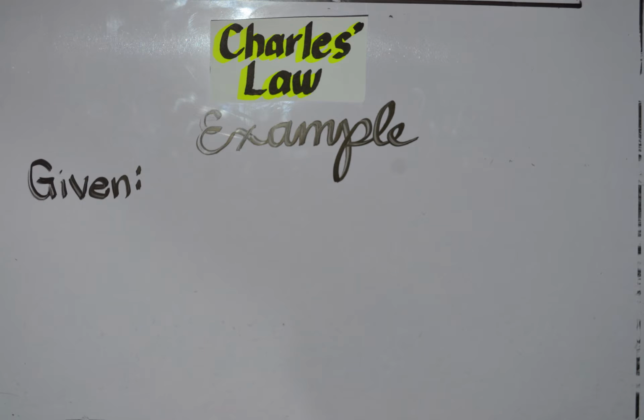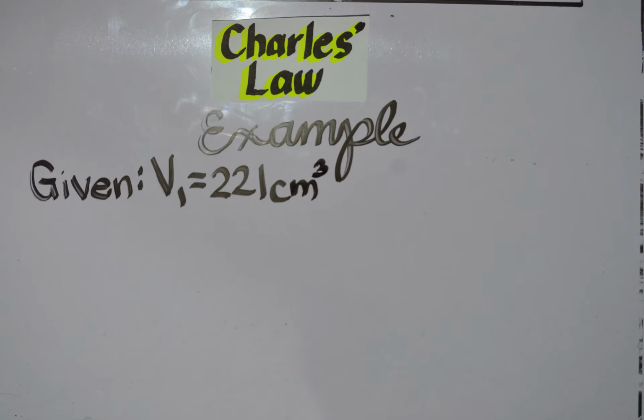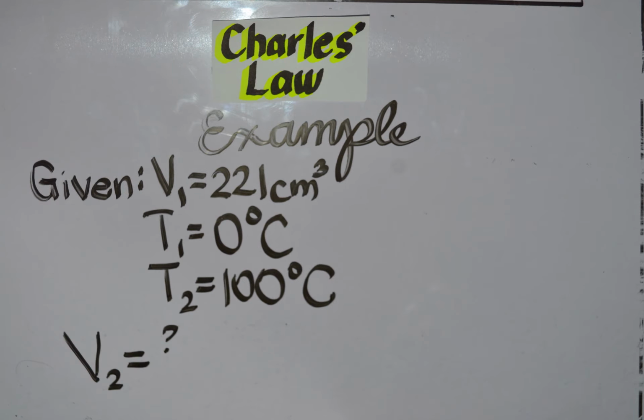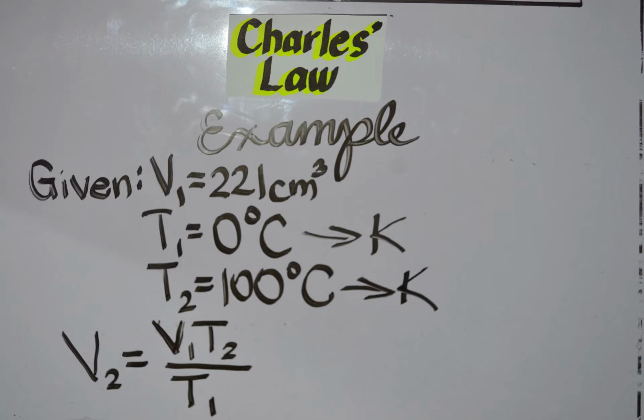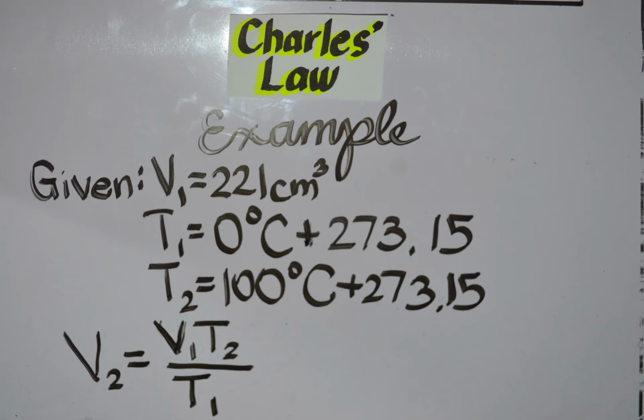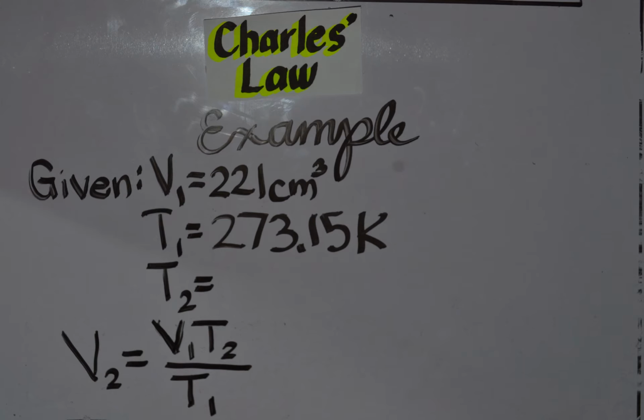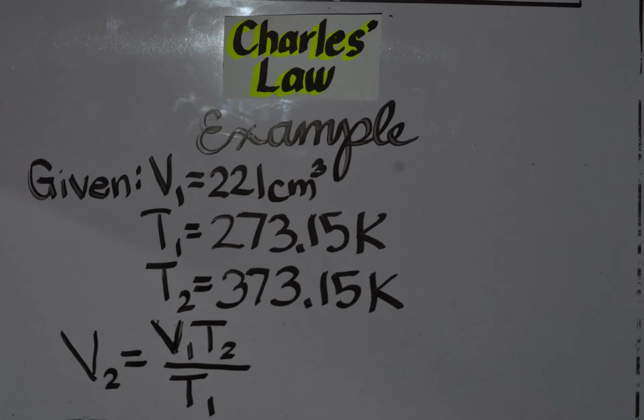It is extremely important to remember that temperatures are absolute temperatures measured in Kelvin, not degrees Celsius or degrees Fahrenheit. For example, a gas occupies 221 cubic centimeters at a temperature of 0 degrees Celsius and a pressure of 760 millimeters of mercury. What will its volume be at 100 degrees Celsius? Since the pressure is constant and the mass of gas doesn't change, you can apply Charles' law. The temperatures are given in Celsius, so they must first be converted into absolute temperature, Kelvin, to apply the formula.